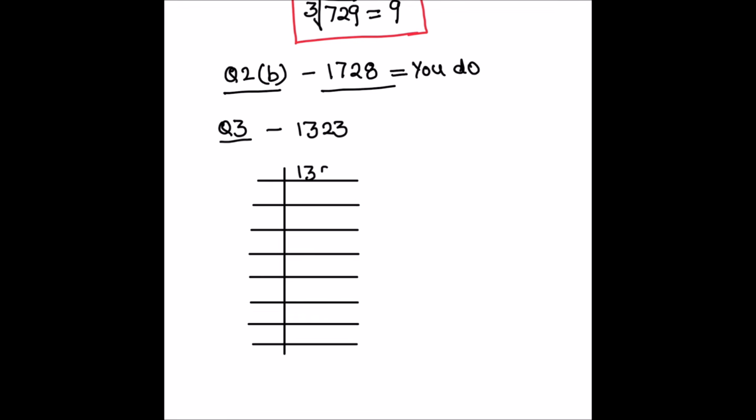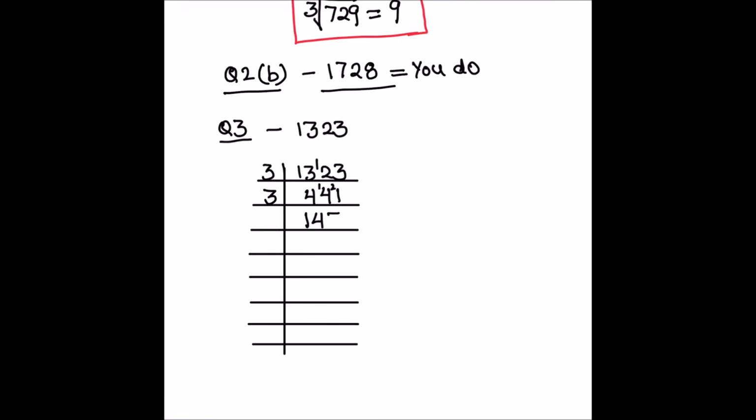1323. So this is an odd number, and we can see that it is divisible by number 3. So let's divide it by 3. 3 times 4 is 12. 1 is remainder. This becomes 12. 3 times 4 is 12 and 3 times 1 is 3. Again we can divide it by 3. 3 times 1 is 3. 1 is remainder. This becomes 14. 3 times 4 is 12. 2 is remainder. This becomes 21.